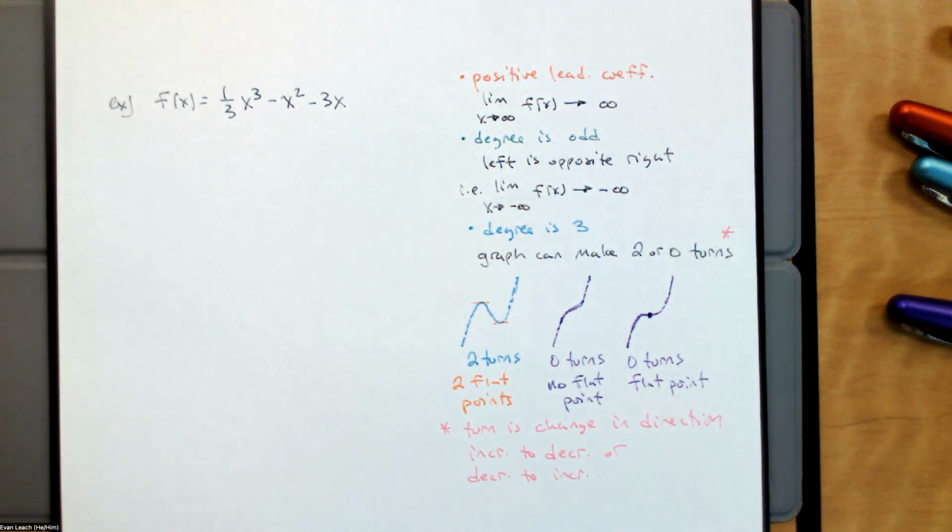These are all the things that we know just by looking at the leading term of our polynomial. Leading coefficient is positive, degree is odd, degree is 3, so 2 turns, or 0 turns. All from the leading coefficient.